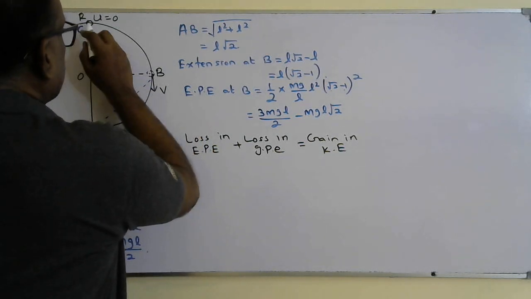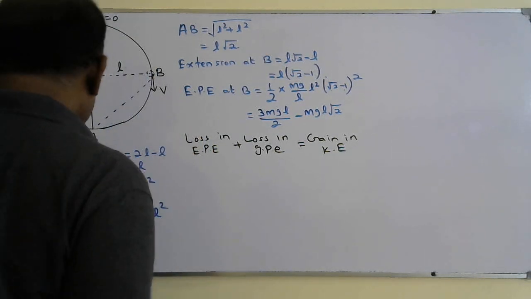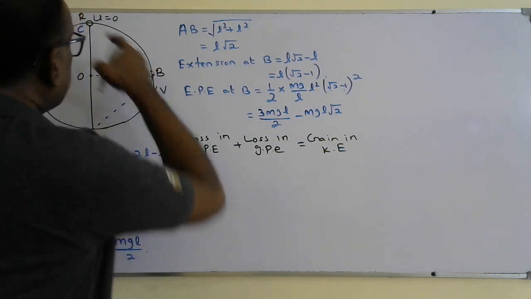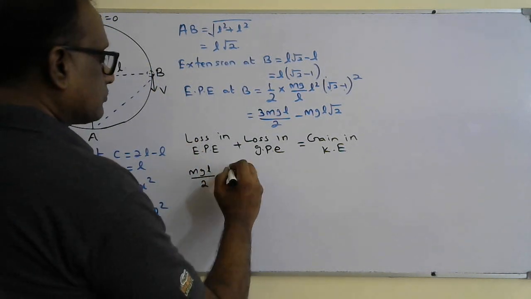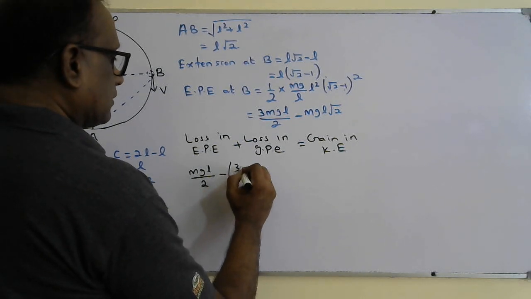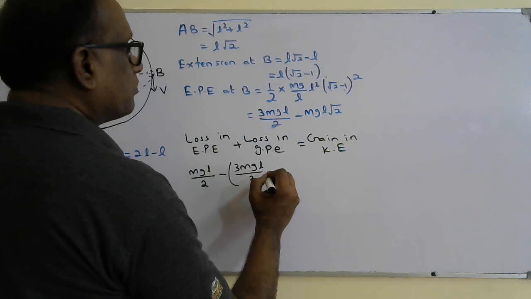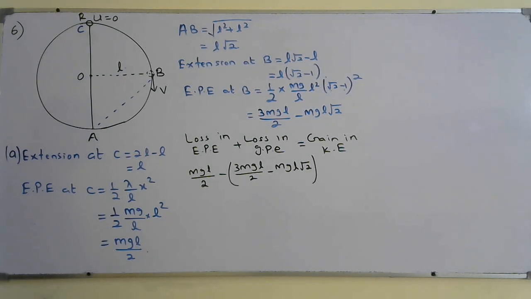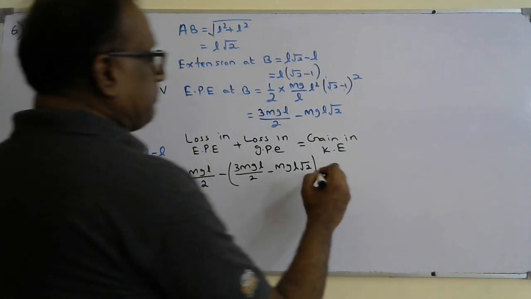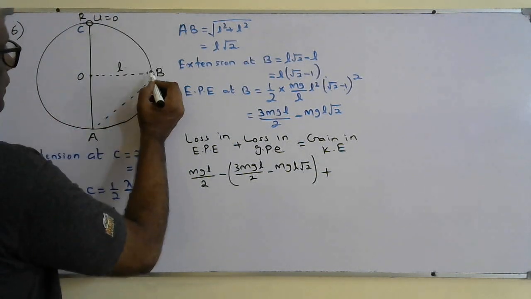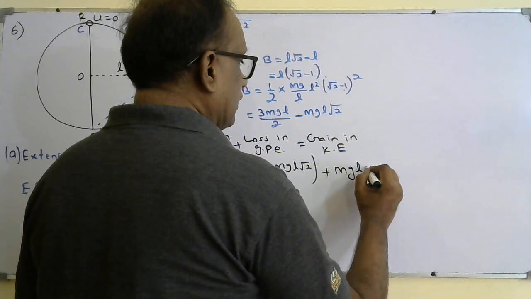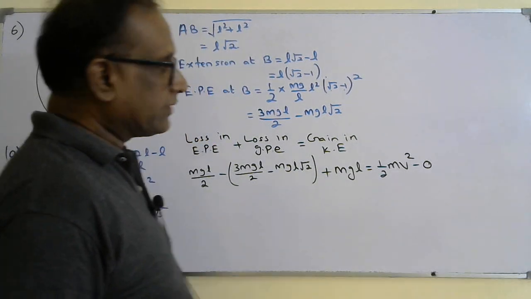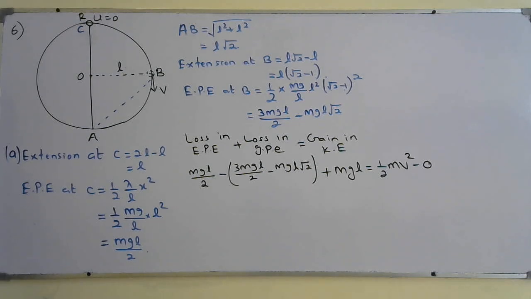Loss in EP, so elastic potential energy here minus elastic potential energy here is the loss in EP. So that is EP at C, mgl by 2, minus 3 mgl by 2 minus mgl root 2, that is the loss in EP. Loss in GP, gravitational potential, mgh, the vertical it has gone down L, so mgl, equal to gain in kinetic energy half mv squared minus, initially it has no kinetic energy because it was at rest. Solve it and make v squared the subject, you will get the final expression.